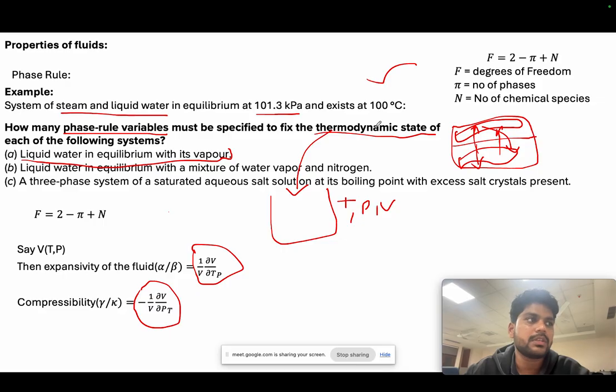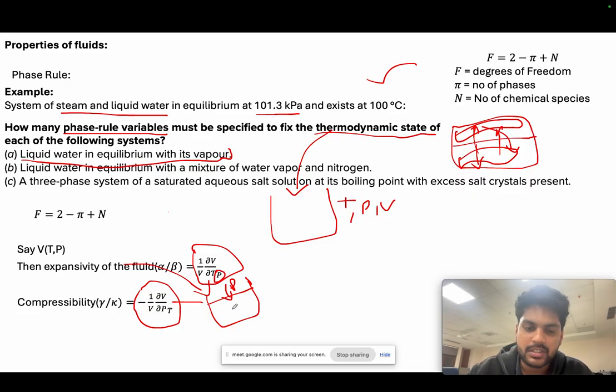Expansivity says how much the volume has increased at constant pressure with variation in temperature, and compressibility gives how much the volume is reduced with increase in pressure. Sorry, not compressibility, expansivity. If I am talking about expansivity, the pressure is constant. The pressure I am talking about is the external pressure. Here the pressure is constant, there is some volume, and you are applying heat. It slowly increases the volume of the system.